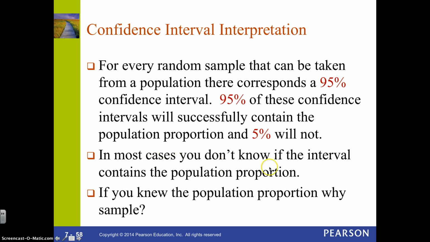In most cases we don't know if the interval contains the population proportion, kind of what happened back with our M&M problem. The proportion that we got in our sample of 100 M&Ms when we built our interval, the population proportion that someone on a website claimed were yellow, was not in our interval. And if you actually knew the population proportion, why would you sample?